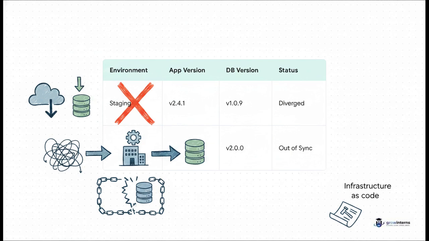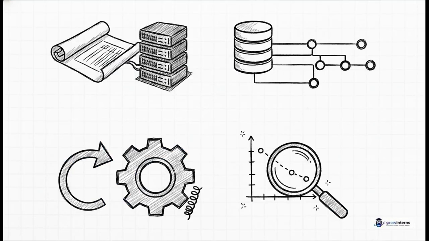If a bug magically only appears in production and not in staging, this kind of environment mismatch is almost always the culprit. This lack of parity, driven by a lack of infrastructure as code, is exactly what triggers those devastating deployment failures. So how do we fix this permanently?